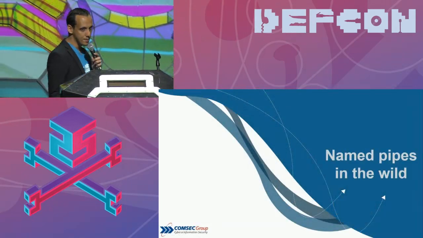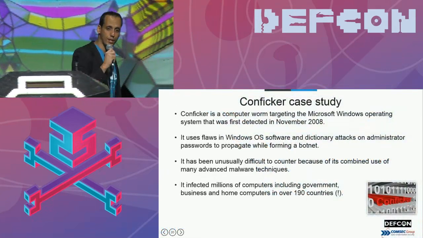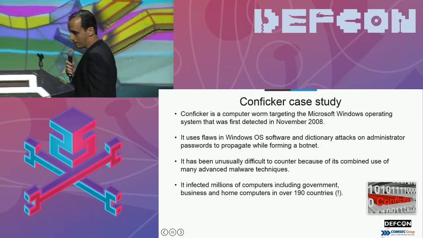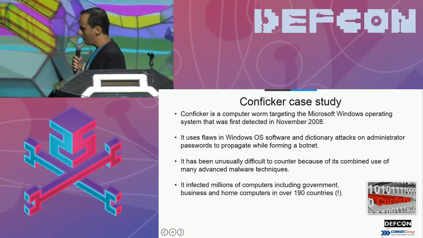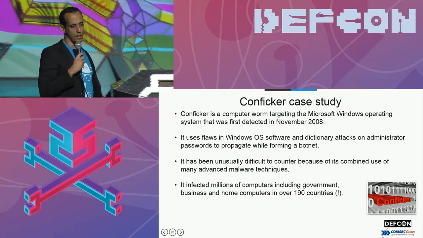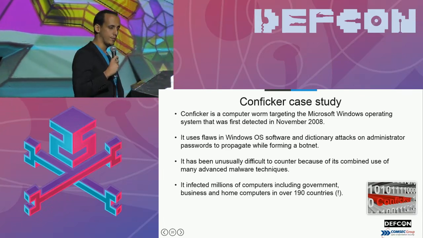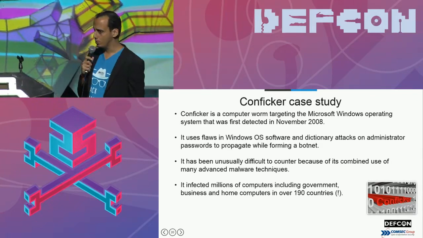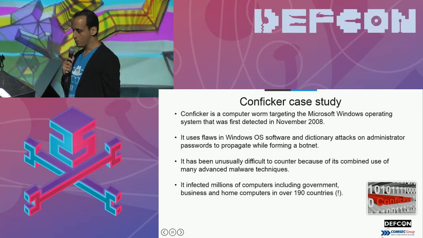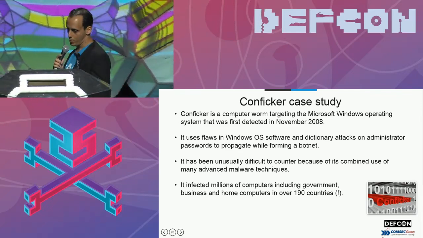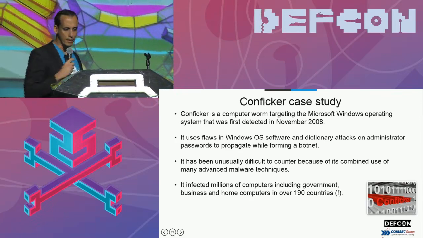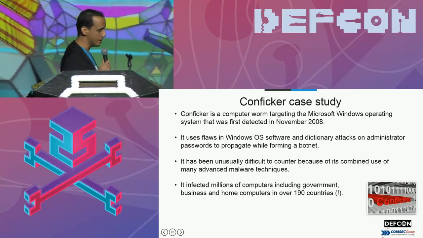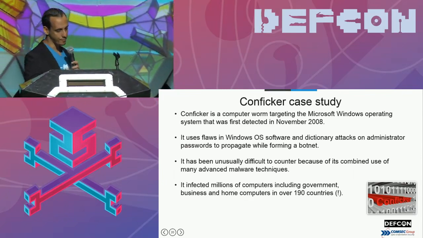So let's talk about named pipes in the wild. Most of you probably heard about the Conficker worm or Conficker virus that was detected in November 2008. It used flaws in the Windows operating system and dictionary attacks on administrator passwords to propagate while forming a botnet. And it used advanced malware techniques similarly to the recently discovered NotPetya and WannaCry ransomwares and malwares. So it infected a lot of computers, millions of computers in 190 countries, and it had several variations.